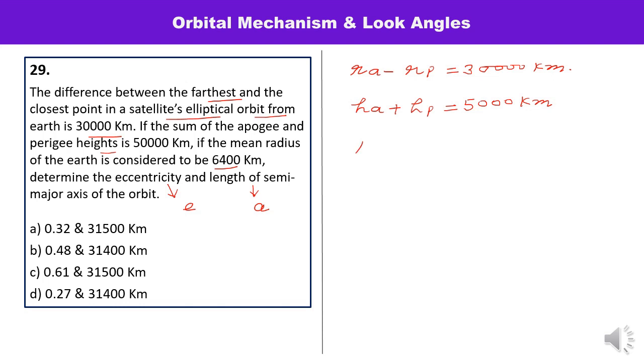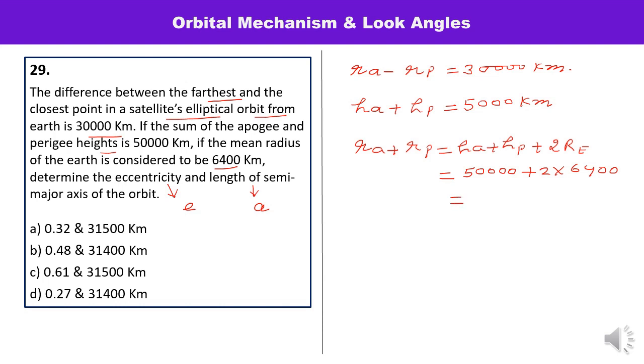Calculate these two values from the given one. You know that RA plus RP, sum of apogee and perigee, can be written as HA plus HP plus twice of RE, because heights have been taken from the Earth's surface. So you have to add the term of Earth's radius in apogee height and Earth's radius in perigee height. Then you will be getting apogee and perigee distances. Substitute it as, this is what? 50,000 plus 2 into 6400.